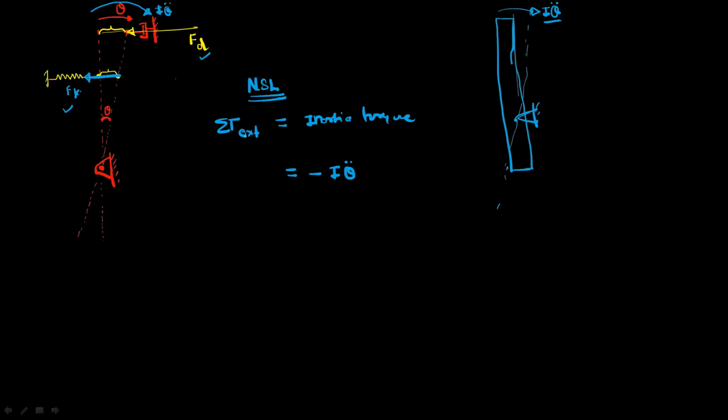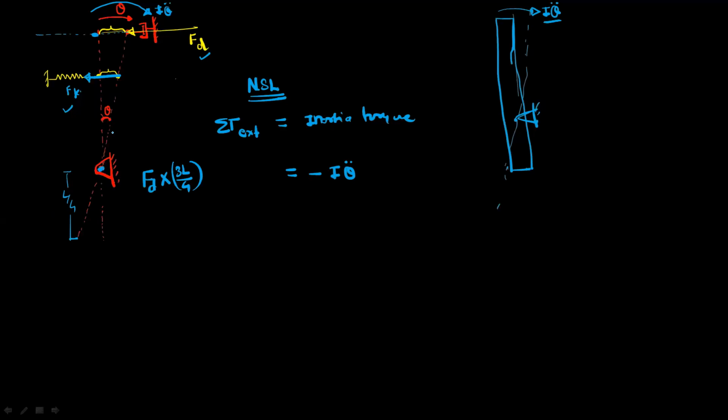To find the left hand side, that is the summation of the torque, we should find the torque due to Fd and Fk. The torque because of Fd is Fd into its perpendicular distance. So I will extend this line of action. From this point up to this pivot point is the perpendicular distance for the torque. This is L by 4 and this is L by 2 plus L by 4, so this is 3L by 4. So 3L by 4 is the perpendicular distance for the Fd.